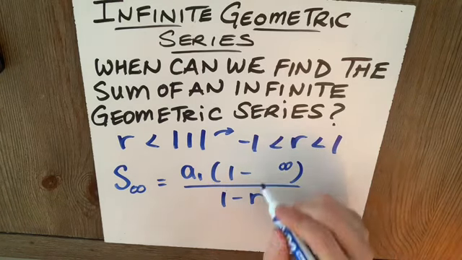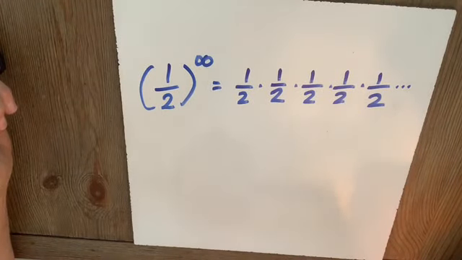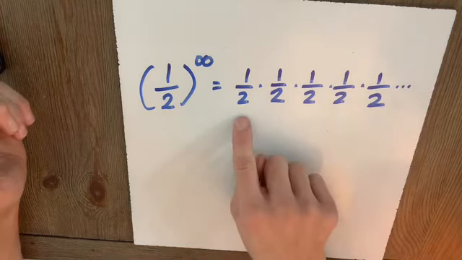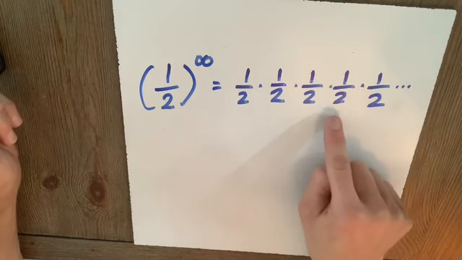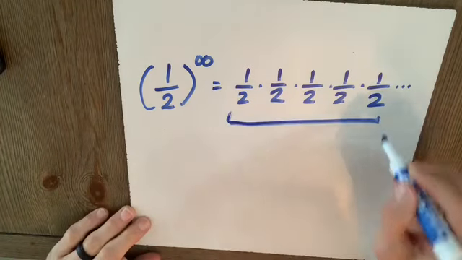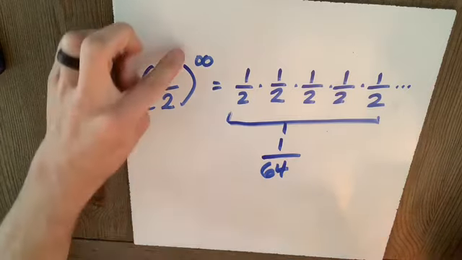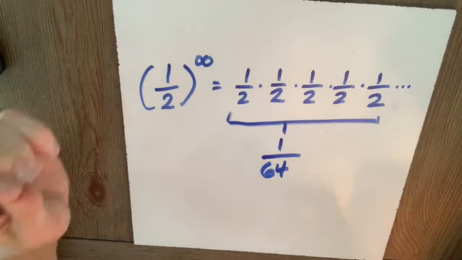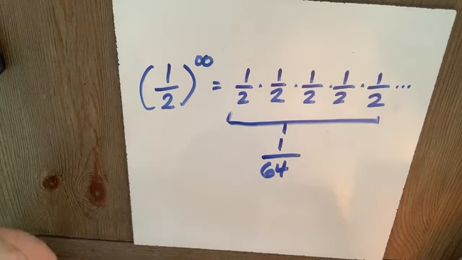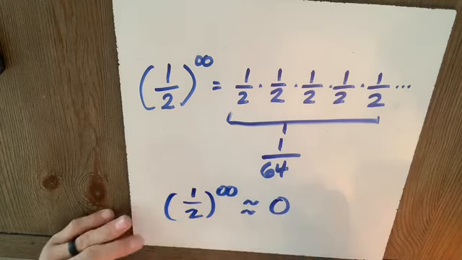Well, what happens to our formula? We have to understand what 1/2 to the infinity is. Well, let's start working it out. 1/2 times 1/2 times 1/2 times 1/2 times 1/2, and that's going to continue forever. Just doing it 6 times, I can see that I have 1 over 64. If we let our imaginations go wild and continue this on and on forever, we're going to get a small number. In fact, this number is so small that we're going to say it's indistinguishable from 0. So it's about 0.